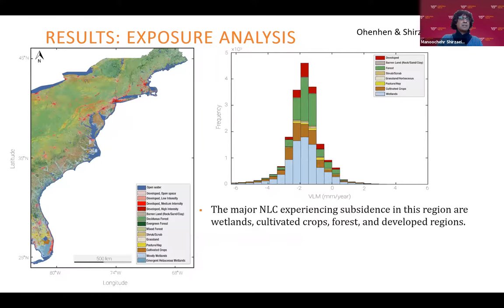So with these data sets, we can estimate the exposure. On the left, we have the land use, land cover data for the United States produced by USGS, the recent one, I believe 2019. And we estimated which area and which component is mostly exposed to subsidence. Not a surprise, wetlands are the ones mostly affected by land subsidence, but also urban areas, forests, and farmlands are the next ones impacted along the East Coast of the United States.